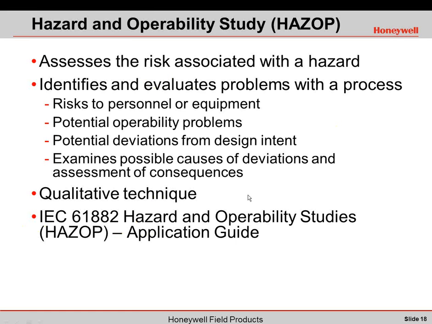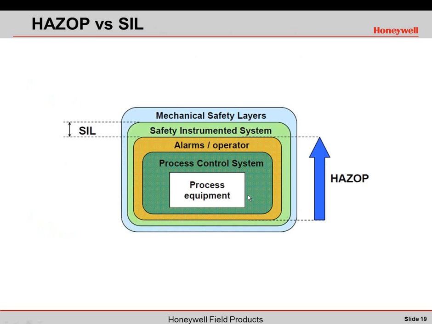So if we're going to compare the HAZOP versus our SIL rating for a system, that would be for a function, I should say, actually, right, because the SIL rating is for a safety instrumented function. We'll see that the HAZOP covers their process equipment, process control system, alarms, and operator interaction, where the safety instrumented system has a particular SIL rating for that system.